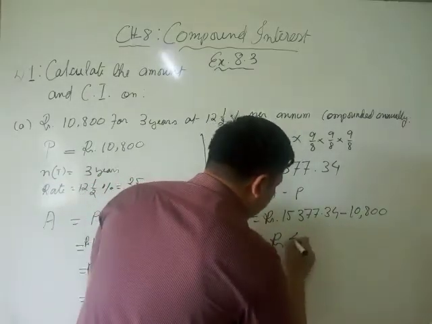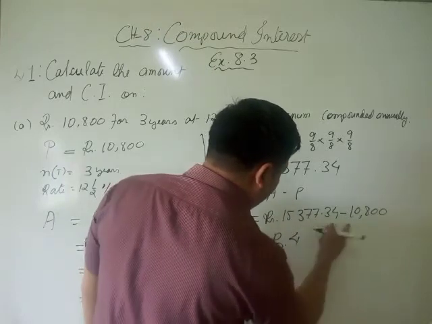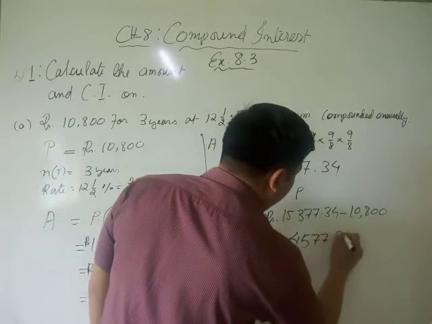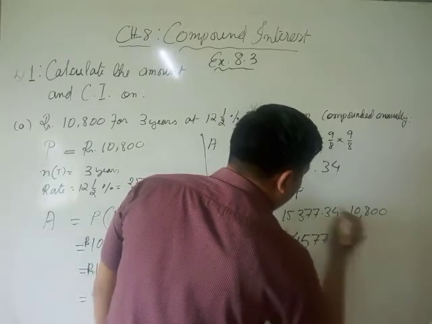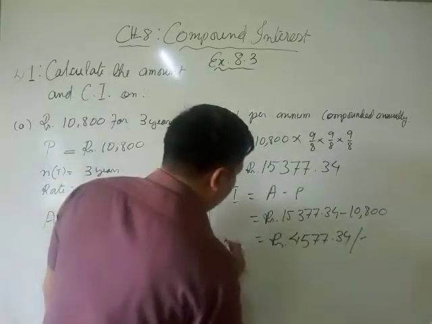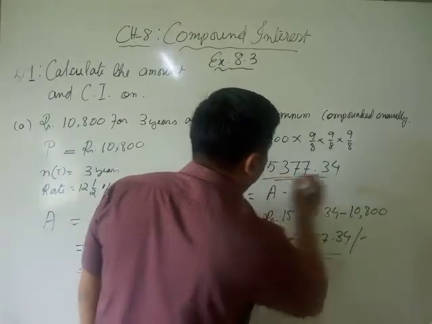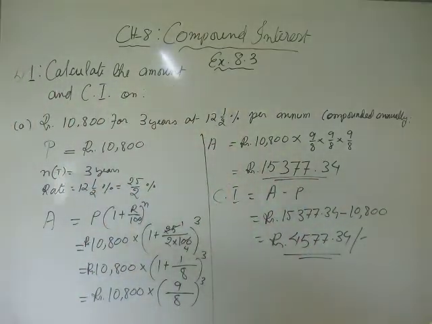So interest will be 4,577.3. Now this is the compound interest, and the amount is this. Okay, so these are the answers of question number 1, and let us see the next question.